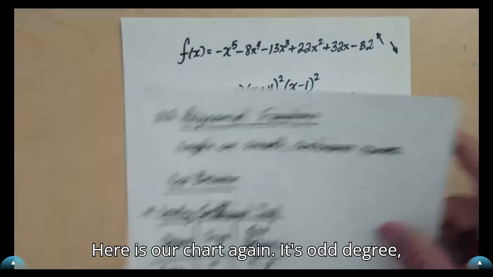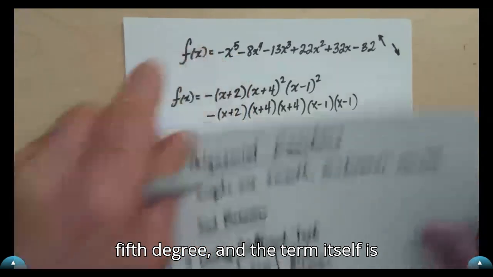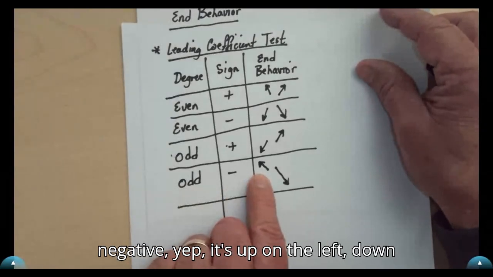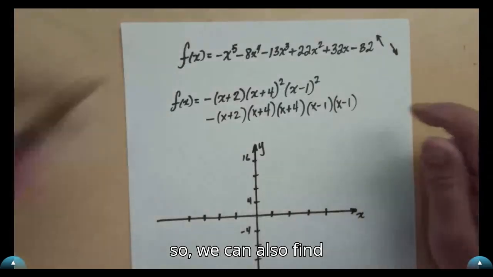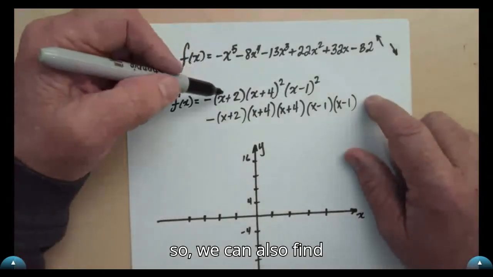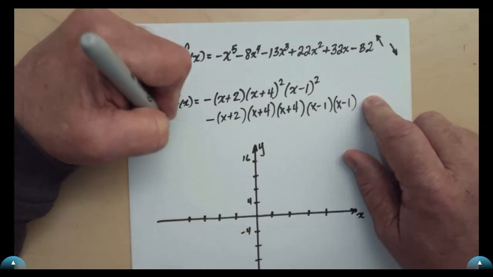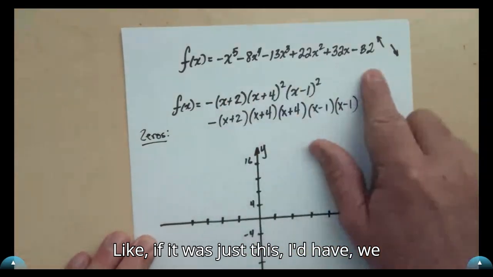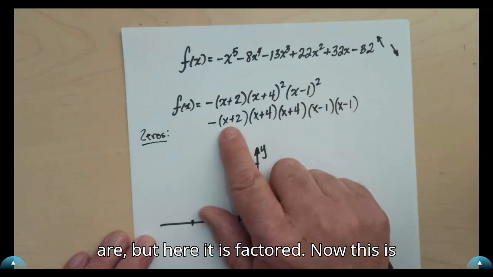Here's our chart again. It's odd degree, fifth degree, and the term itself is negative. Odd degree, the term is negative. Yep, it's up on the left, down on the right. Everybody see that? And so we can also find the zeros of the function, because it's been factored for us, right? Like if it was just this, we certainly couldn't see what the zeros are, but here it is factored.